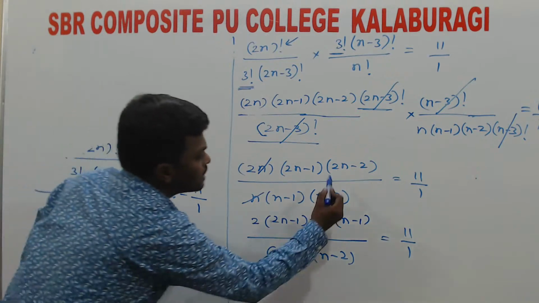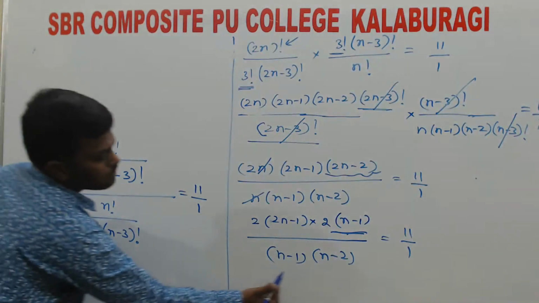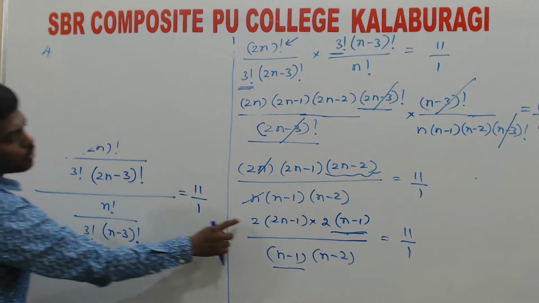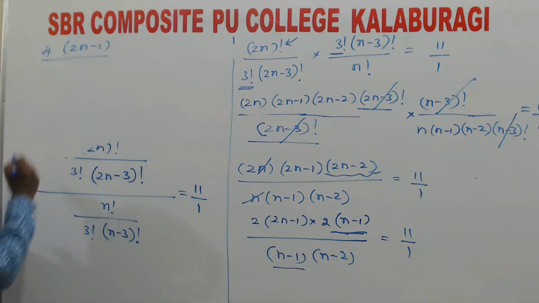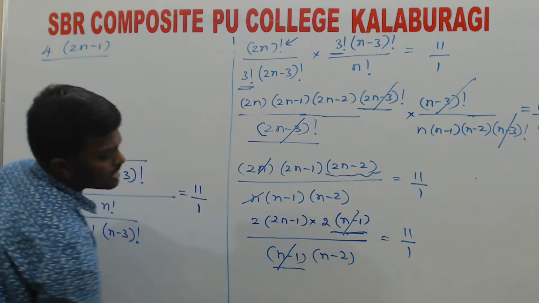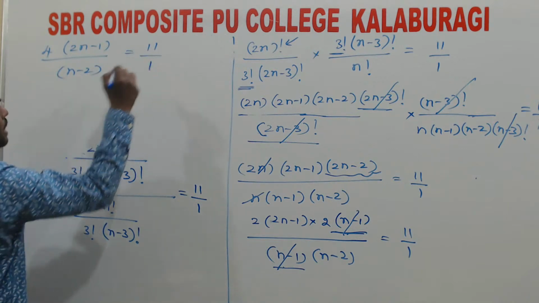Okay, so what I have done in this part, I have taken 2 common. In the next step, this n minus 1 gets cancelled. So 2 into 2, 4. 4 times of 2n minus 1 whole divided by... So this term is cancelled, right? We are left with n minus 2, which is equal to 11 by 1.